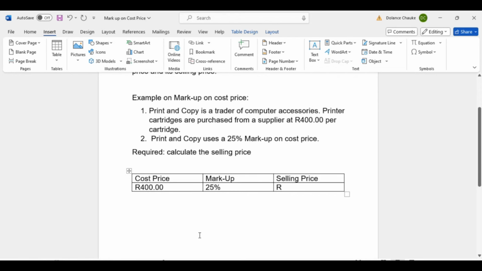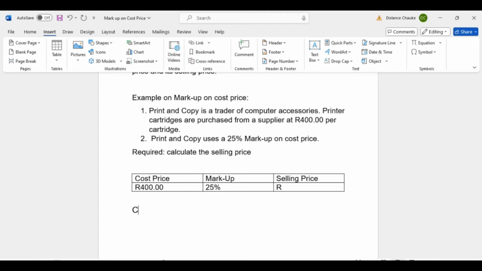Remember, print and copy uses a 25% markup on cost. So firstly, you need to determine the principle. The principle on markup on cost says whenever the markup is on cost price, the cost price is equal to 100%. It means our 400 rand, the cost price of the cartridge, is 100%. In rand it is 400, but in percentage it is 100%. Let me show you something: the first thing you do is determine percentages in this way.